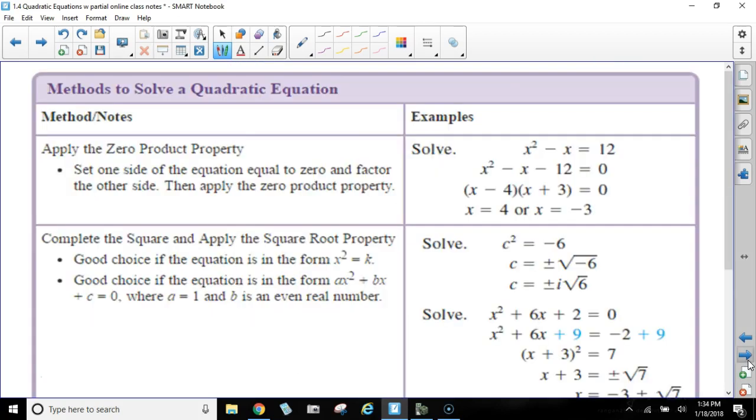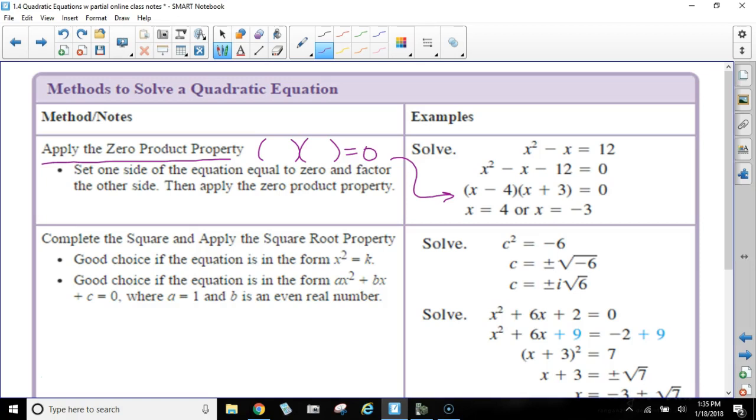First, they're going to sum up the different methods that we use to solve a quadratic equation. The first one was to apply the zero product property. And that is any time you can factor your quadratic equation to where you have a factor times a factor equals 0. Such that, like we have right down here on the example, x squared minus x minus 12 equals 0. The left-hand side, x squared minus x minus 12, will factor.